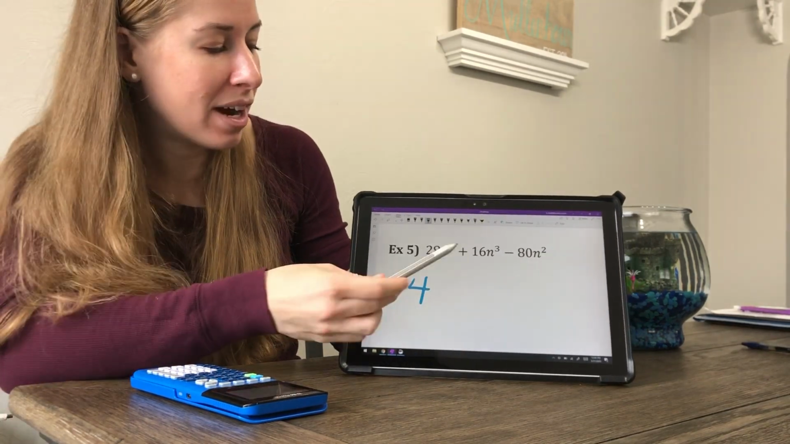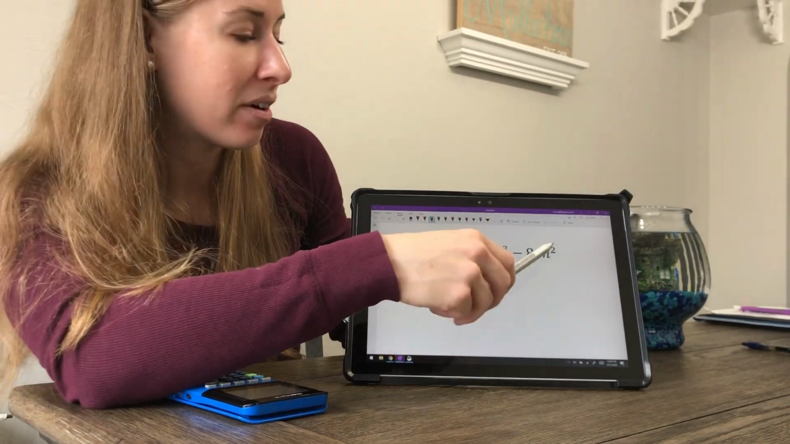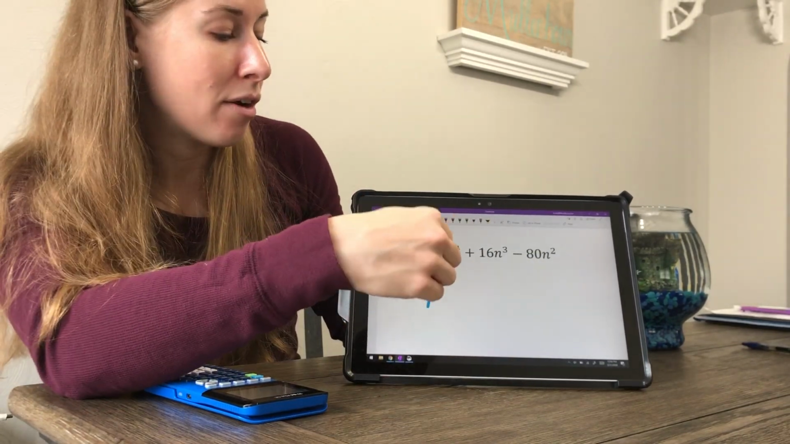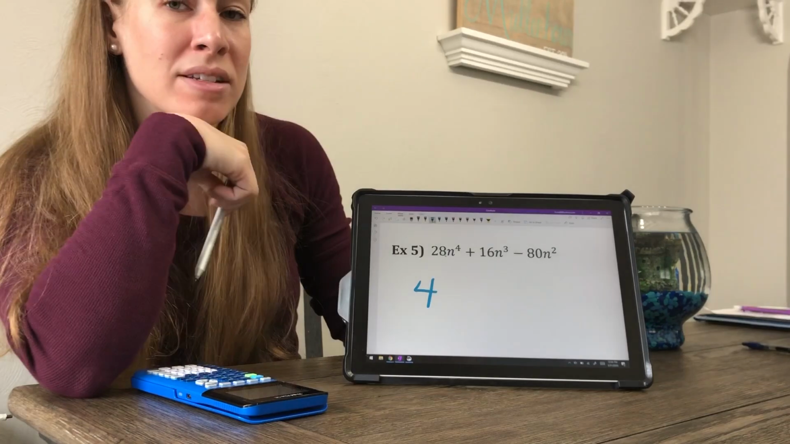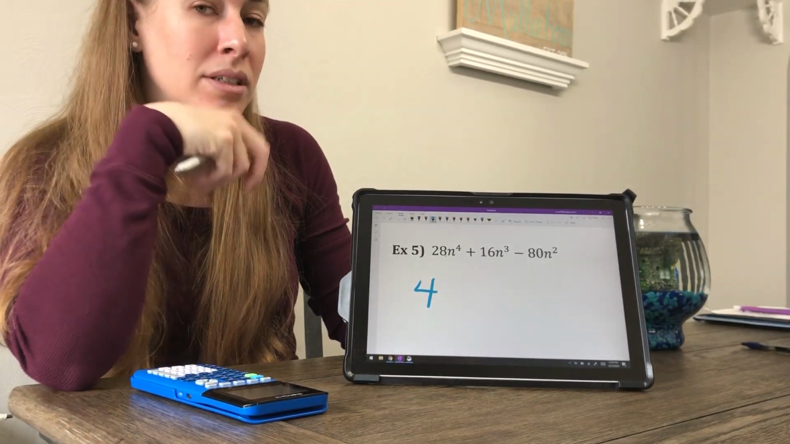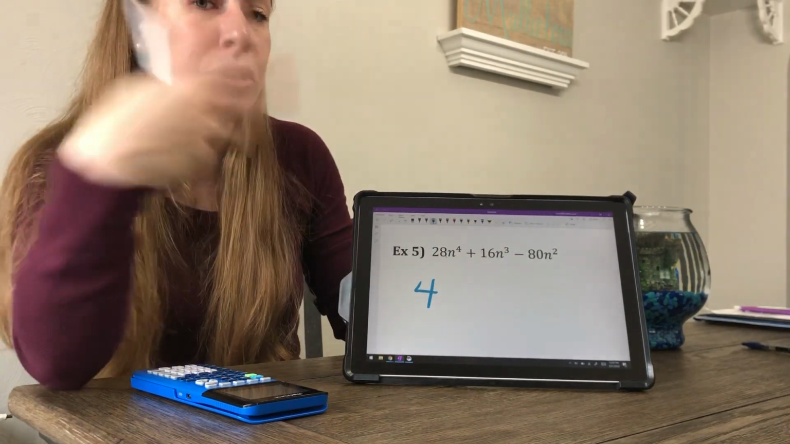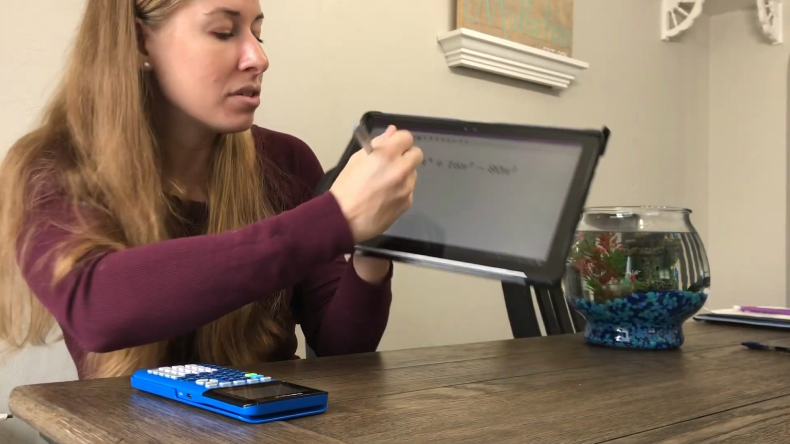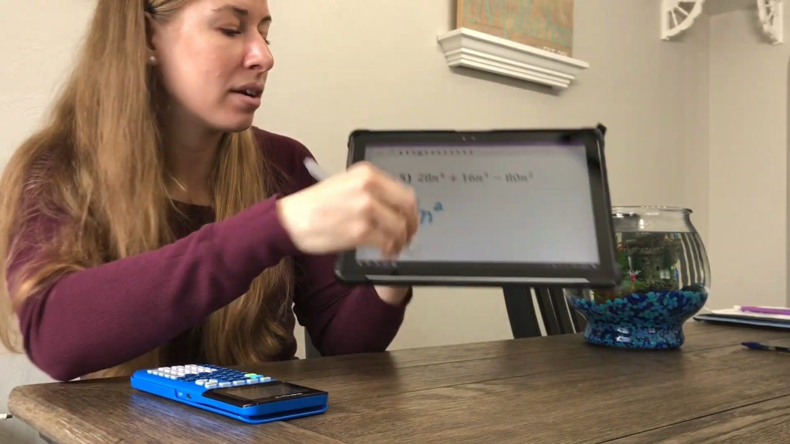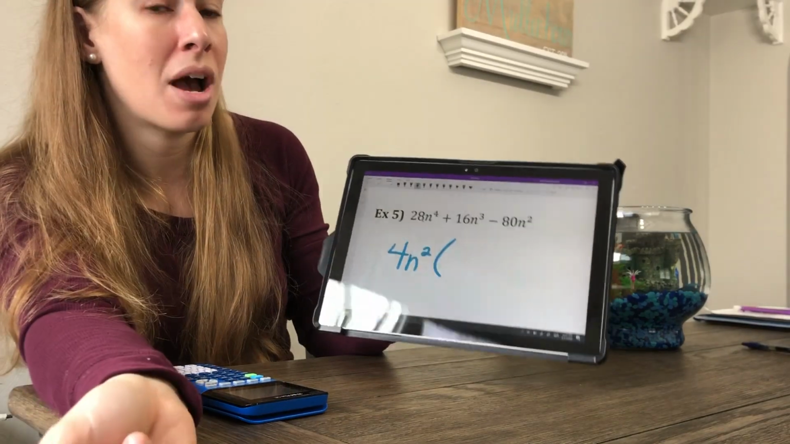All right, now look at the variables. N to the 4th power, n to the 3rd power, n squared. There are 4 n's here, 3 n's here, and 2 n's here. How many n's can you take out of each term? 2. You can take 2 n's out of each term. Okay, they all have 2 n's to give up. So you're also taking n squared, n times n, out of each term. So 4n squared is your common monomial.